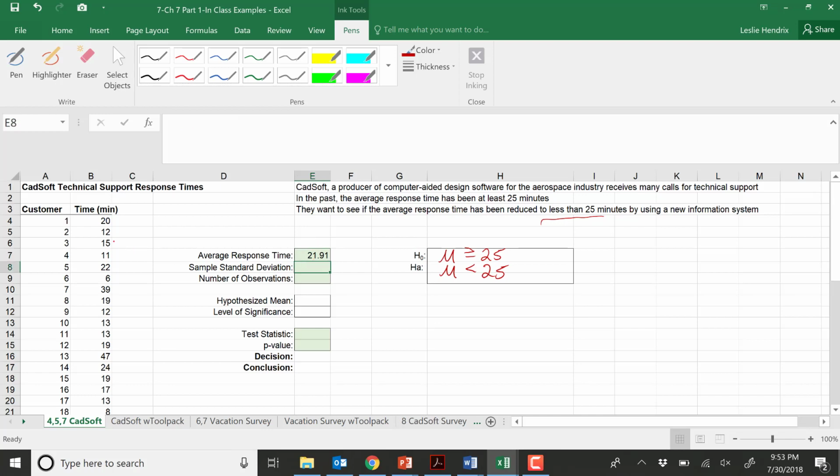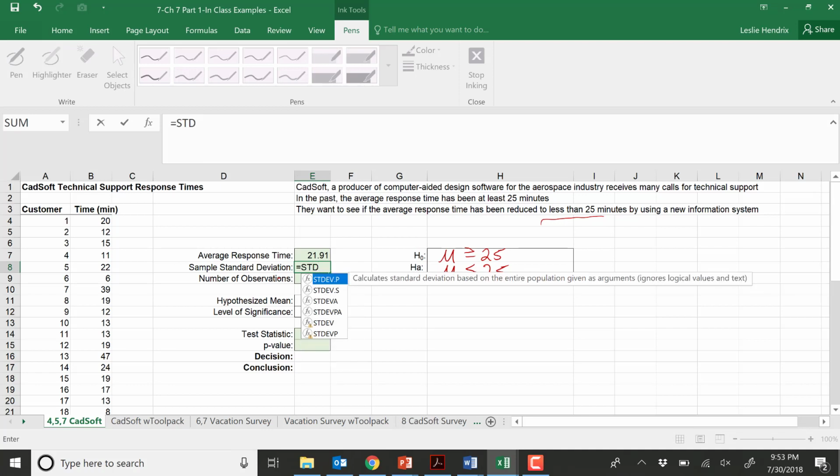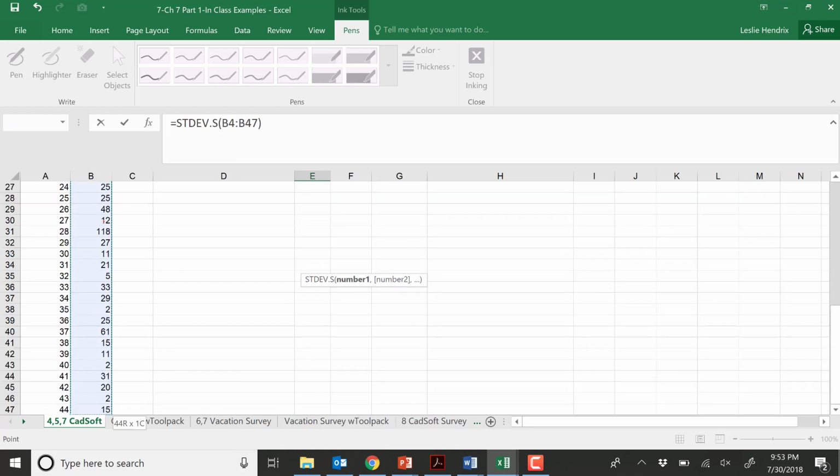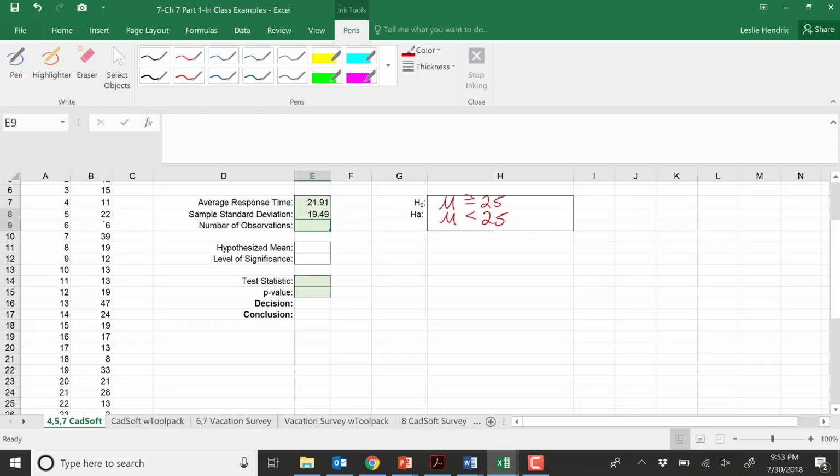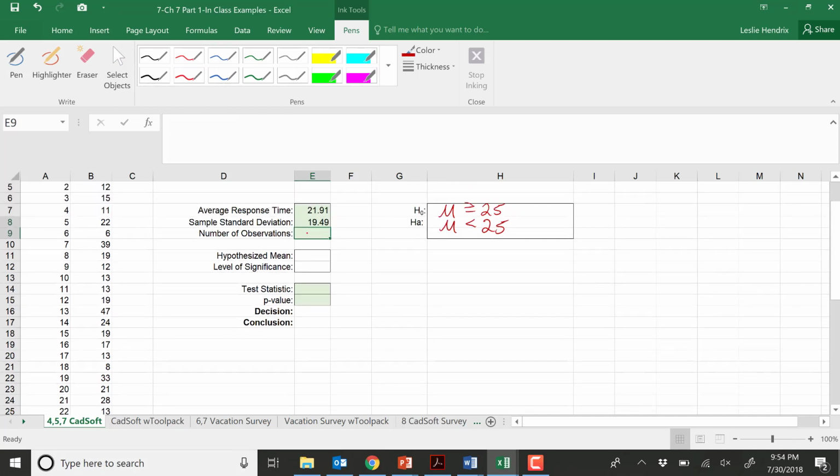The sample standard deviation we can calculate with our Excel function. So the standard deviation of the sample, we want to use our column of data again, and we get 19.49, and our number of observations is 44. All right, so we're just filling in the blanks. What was our null hypothesized belief of the mean? 25, and our level of significance, if you recall, was 0.05. So now we're going to compute our test statistic using Excel.